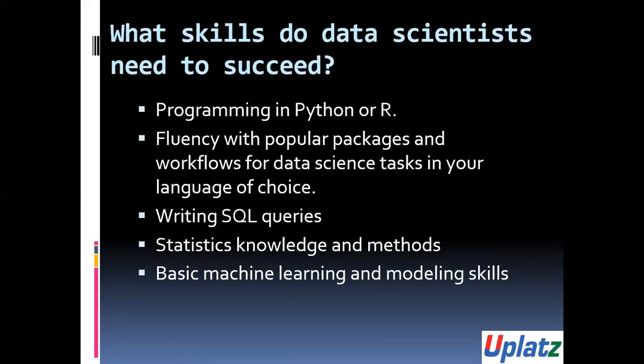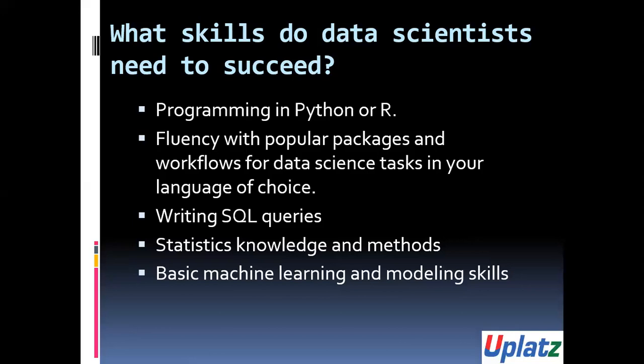Next, what skills do data scientists need to succeed? The list of skills that fall under data science is huge. You might have seen this intimidating image somewhere on the web. So based on job postings and what data scientists report doing at work, the most fundamental data science skills are: you need to learn a programming language, most preferably Python or R. These two languages are most relevant and reliable for learning data science, machine learning, deep learning, or artificial intelligence.